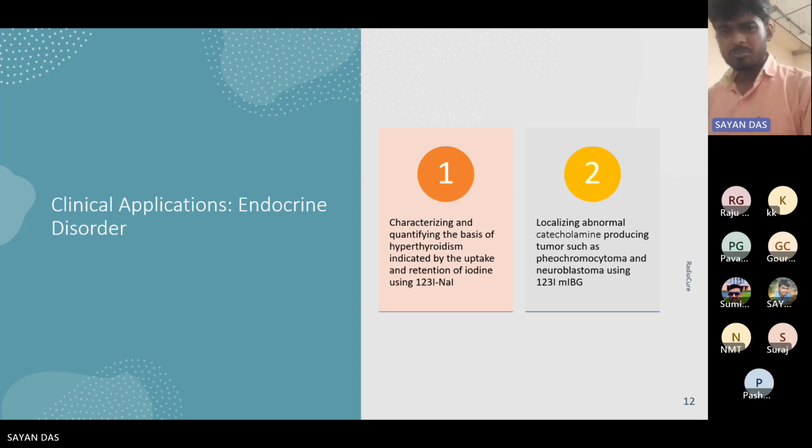Whatever. So in thyroid carcinoma or normal thyroid disorder, we use iodine-123 or technetium, and/or iodine-131. Those are used. And whenever there is an abnormal catecholamine-producing tumor, we use an iodine-123 MIBG scan to study that particular tumor. So those are the clinical applications of nuclear medicine in endocrine disorder. Just to give you an idea, all those things will be described later.